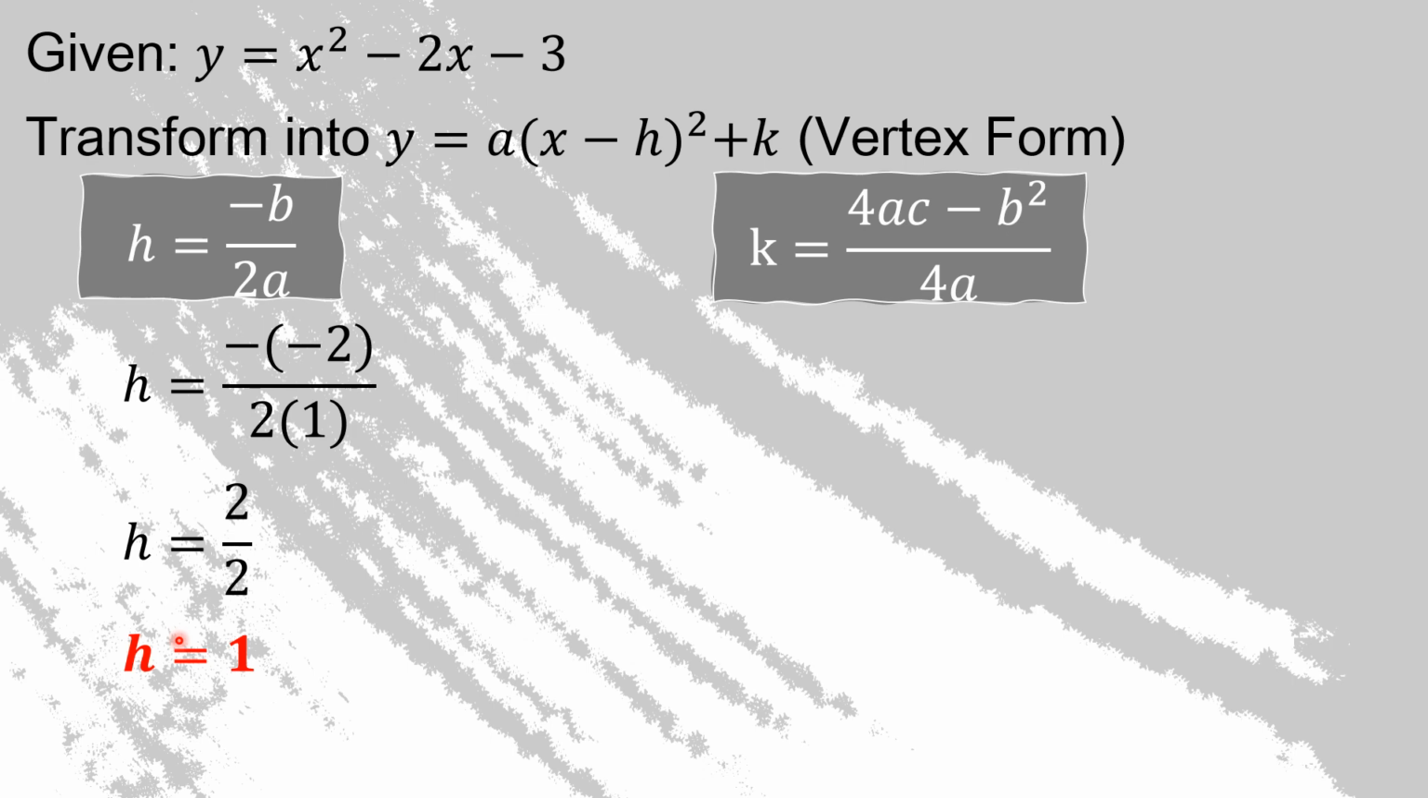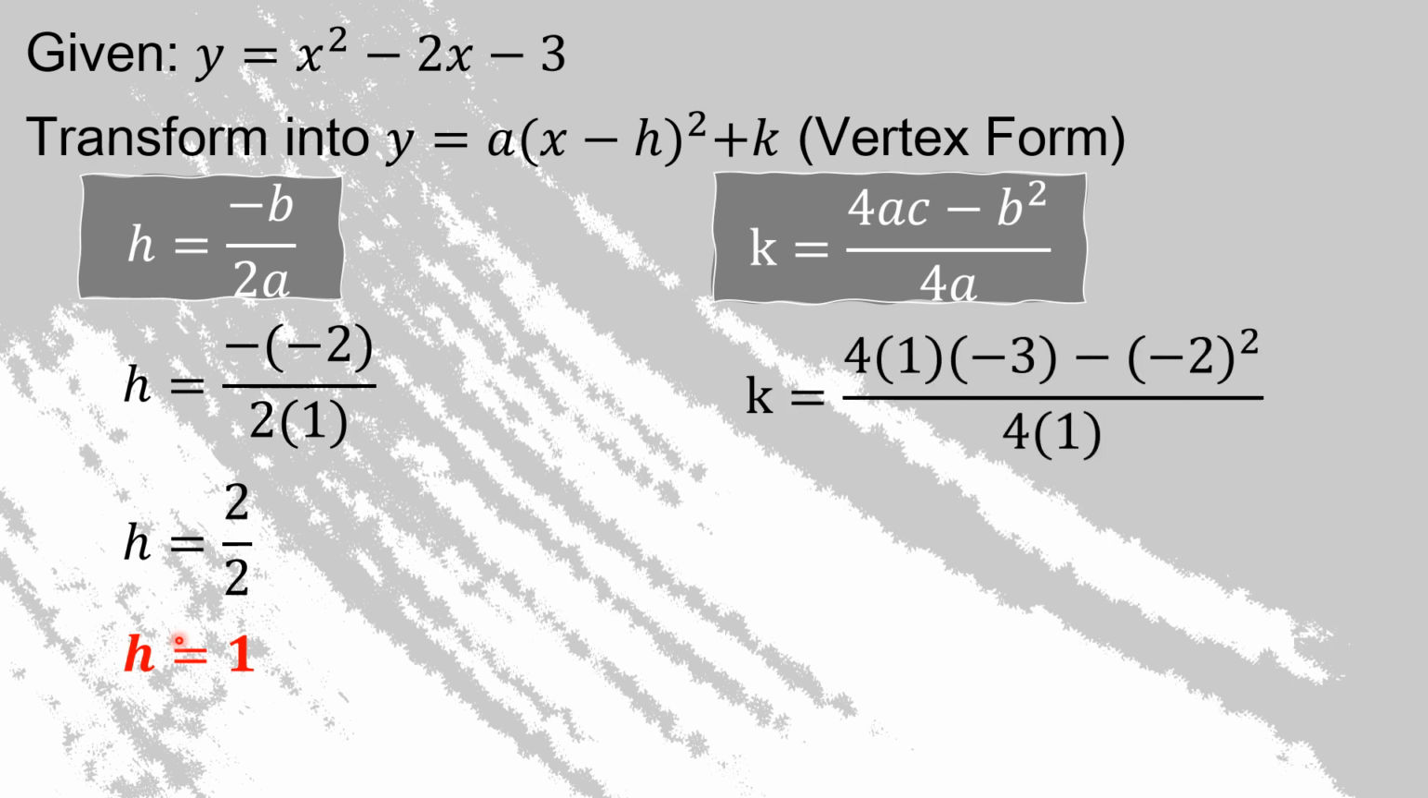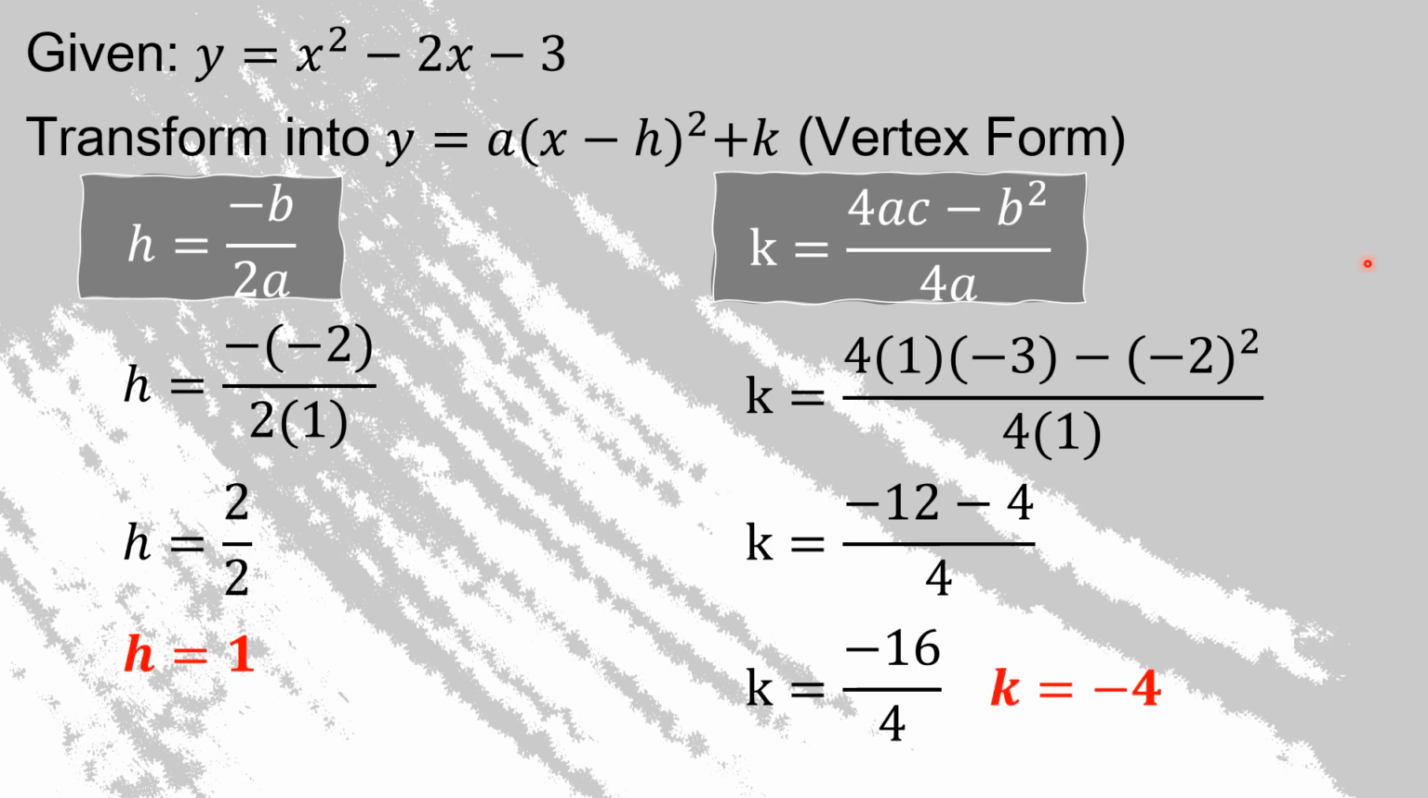Next is for the value of k. Kaya magiging 4 times 1 times negative 3 minus negative 2 squared over 4 times 1. Again, fix na yung ating 4 para sa formula ng k. A is equal to 1, C is negative 3, B is negative 2, palagi po siyang minus dito because of the formula, over 4 times the value of A again is 1. So, let us now simplify. 4 times 1 times negative 3 is negative 12, and then minus negative 2 squared or negative 2 times negative 2 is positive 4, over 4 times 1 is 4. So, since tulad ng sign ng 12 at 4 dito which is negative, pagsamahin natin yung dalawang negative, kaya magiging k equals negative 16 over 4. So let us now divide these two numbers. So the value of k is negative 4.